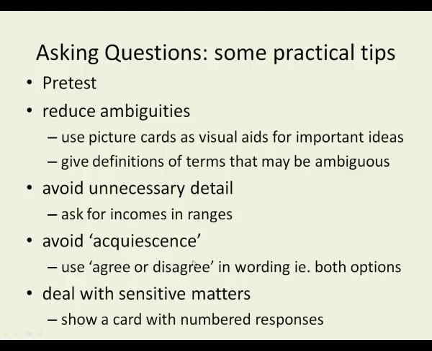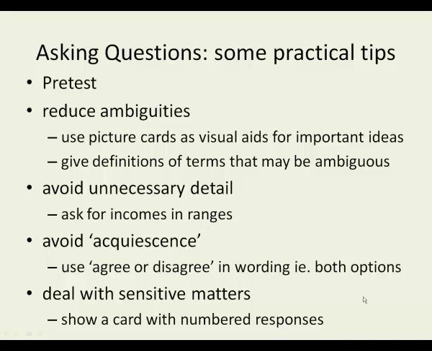Avoiding acquiescence, I think this is quite a clever idea. Instead of saying, do you agree that so-and-so and so-and-so, if you give an agree option, you should have a disagree option as well. So say, do you agree with this? Do you disagree with this? And you state the thing in neutral terms, so it's not what the interviewer thinks. It's saying, do you agree that agricultural policy needs to emphasise new varieties? Or do you disagree that agricultural extension needs to emphasise new varieties? So they're both okay. They're more balanced.